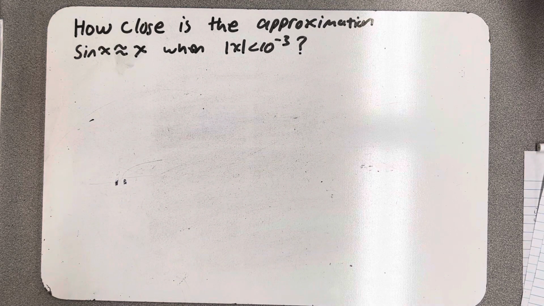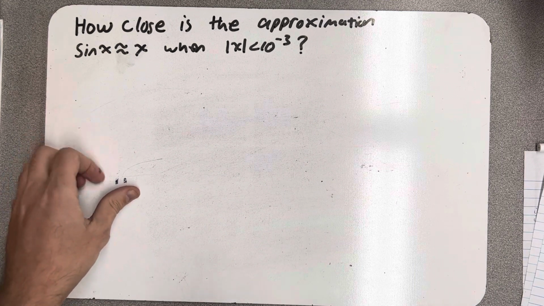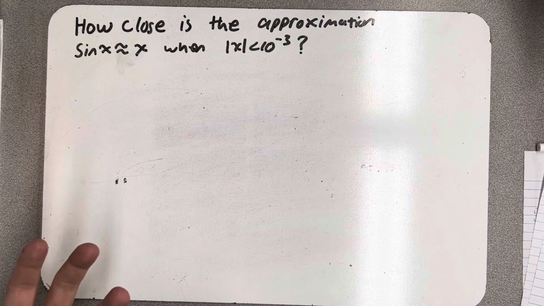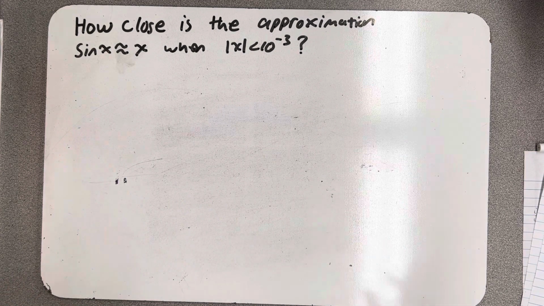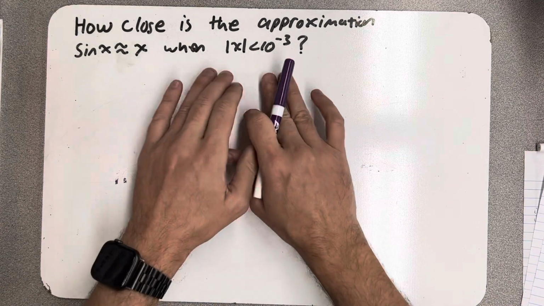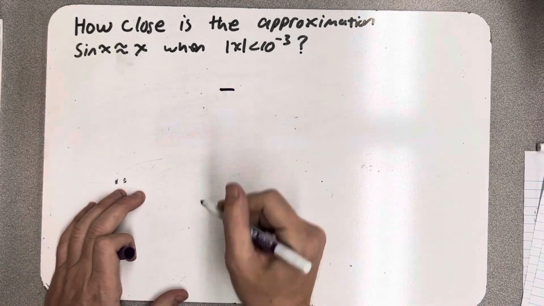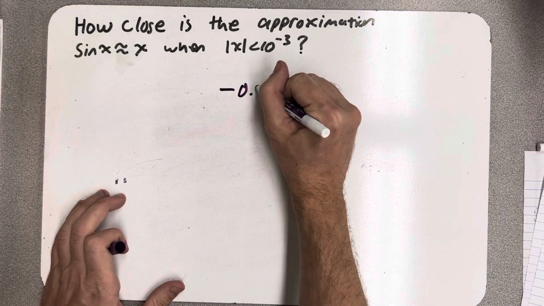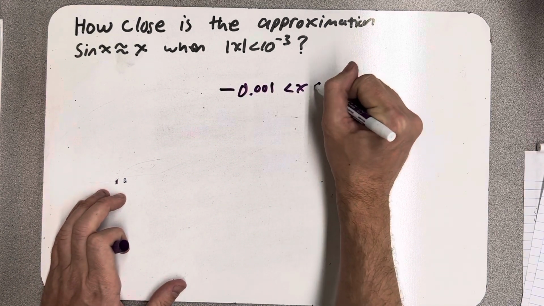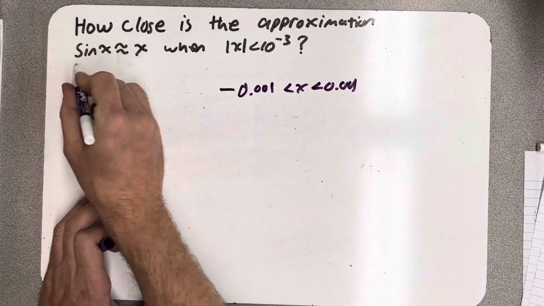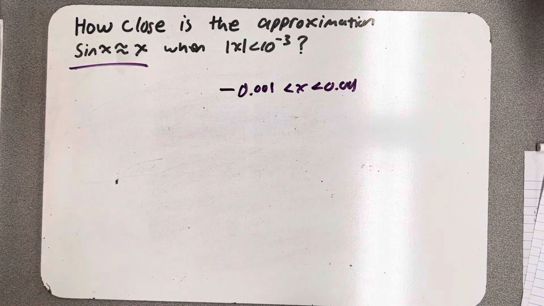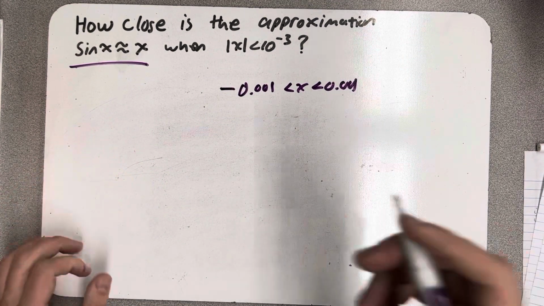We've been asked, how close is the approximation sine of x is approximately x when the x's are between minus 0.001 and 0.001, when the absolute value is less than 1/1000th. So I like to think about that as this interval. Well, this idea that sine's approximately the same thing as x when x is near 0 keeps coming up.